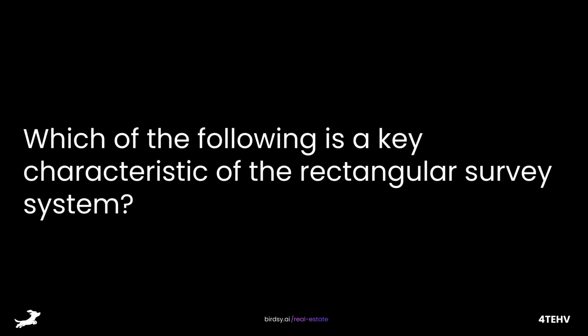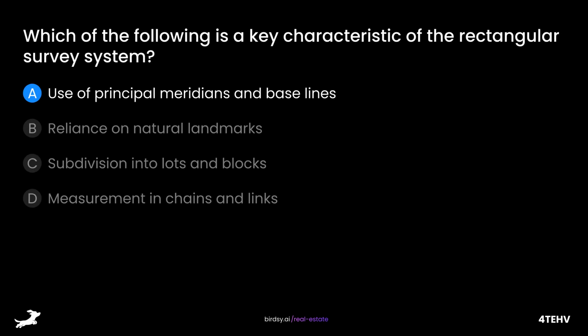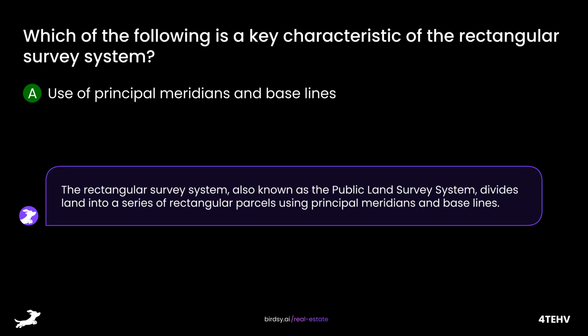Which of the following is a key characteristic of the rectangular survey system? Is it A, use of principal meridians and baselines, B, reliance on natural landmarks, C, subdivision into lots and blocks, or D, measurement in chains and links? The answer is A, use of principal meridians and baselines. The rectangular survey system, also known as the public land survey system, divides land into a series of rectangular parcels using principal meridians and baselines.